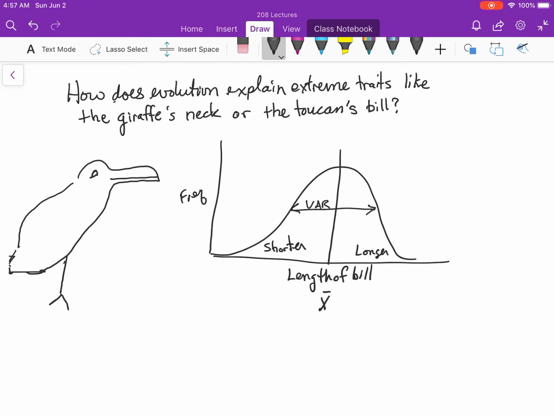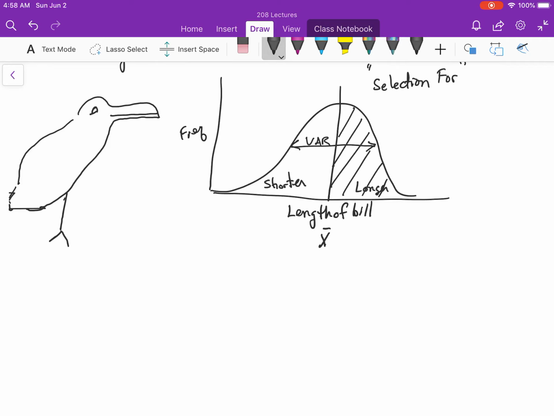And if we assume that the bill is genetically controlled, then we know that when selection works in this system, and let's say that selection favors these individuals, and I'll call this the selection for the longer billed individuals, then what we expect to see is that in the next generation, as we come down here, these guys reproduce on the right side and the left side. We can put selection against over here, because if it's selection for one group, it's by default selection against the other.